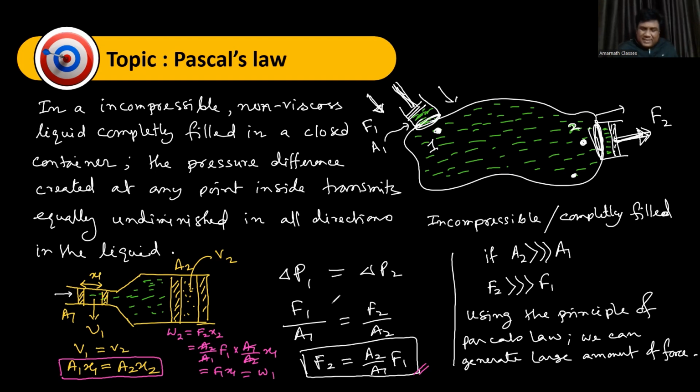You can also find this same thing when you press a hydraulic brake in your car, or even your scooter or bike. If you press it by 5 or 10 centimeters, you can see that the brake on the wheel moves actually less than a millimeter. So where force is more, displacement is less, and where force is less, displacement is more. So work done remains the same.